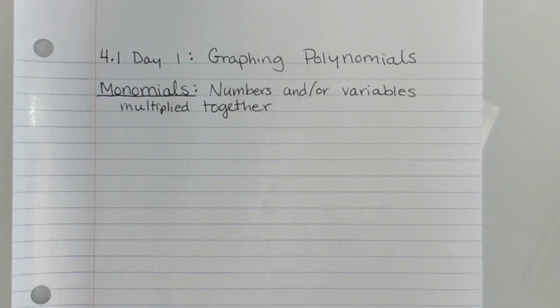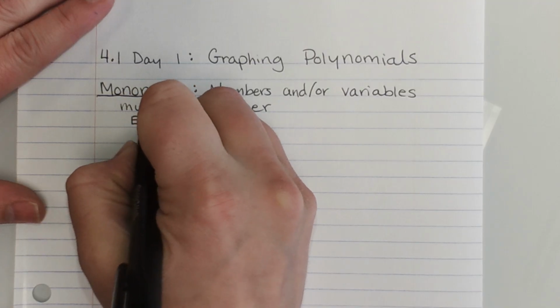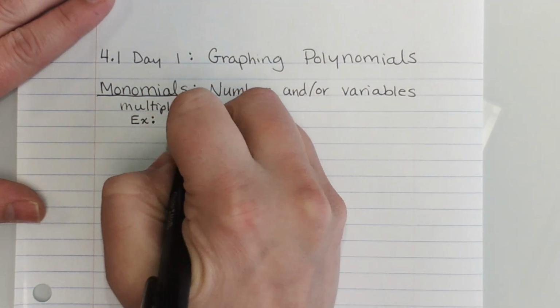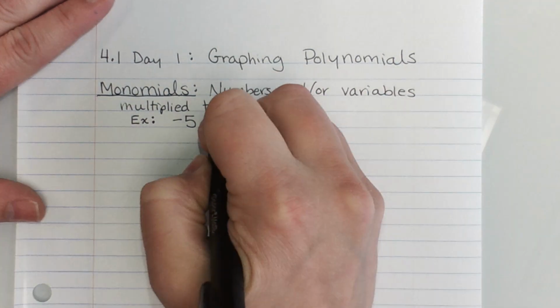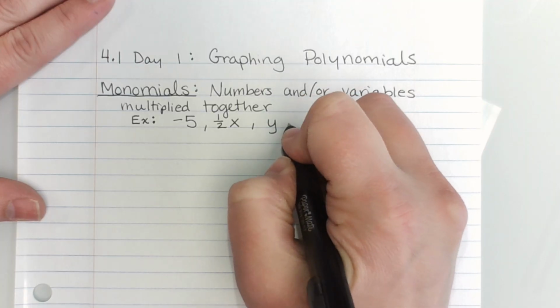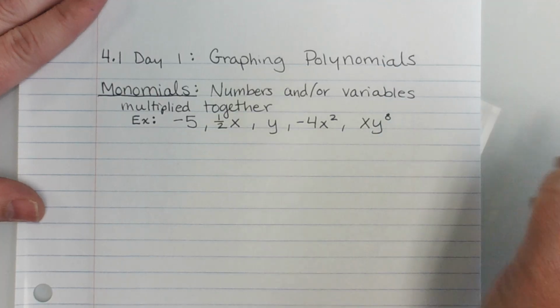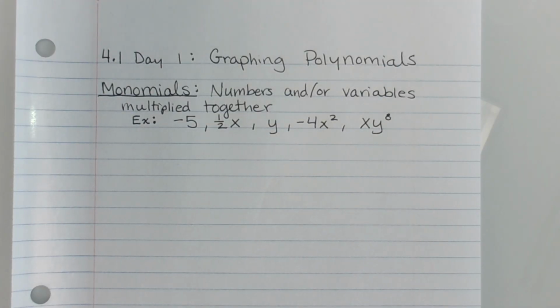Polynomials are actually one of the most common things that we deal with in an Algebra 2 class. Monomials, being a simpler form of a polynomial, are things like -5, or maybe 1/2 x, or maybe a y, or -4x squared, or x y to the 8th. These are all monomials. They've got numbers, sometimes. They've got variables, sometimes. They're being multiplied together.